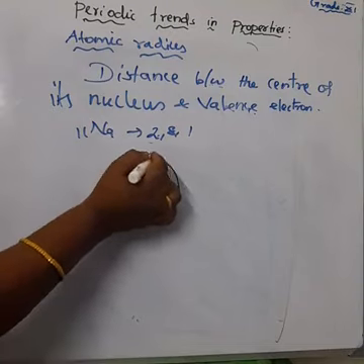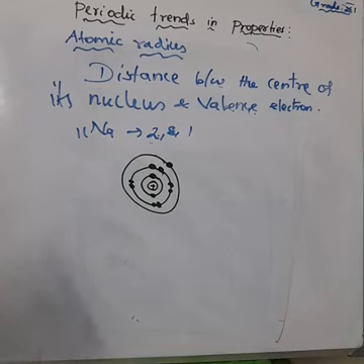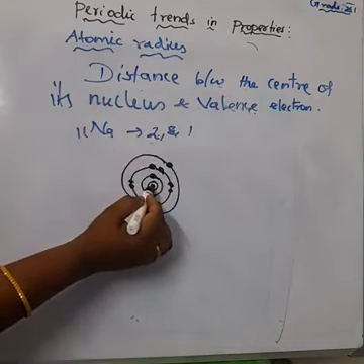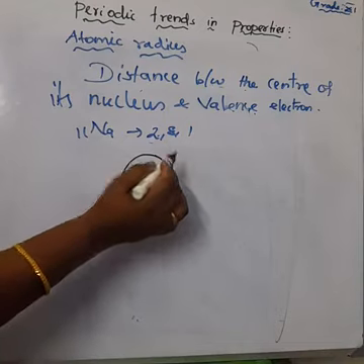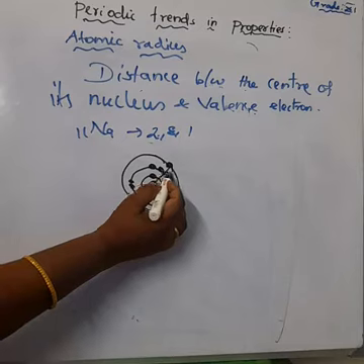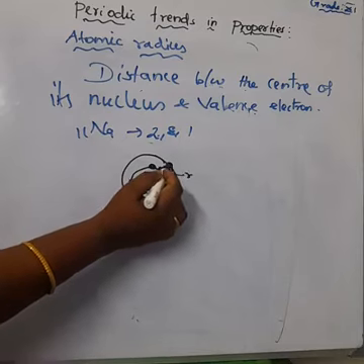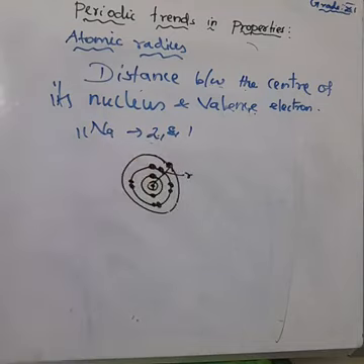So here, what do you mean by atomic radius? Atomic radius means the distance between the center of the nucleus and its outermost shell containing electrons. That is, the distance between the center of the nucleus and the valence electrons. That is called atomic radius.